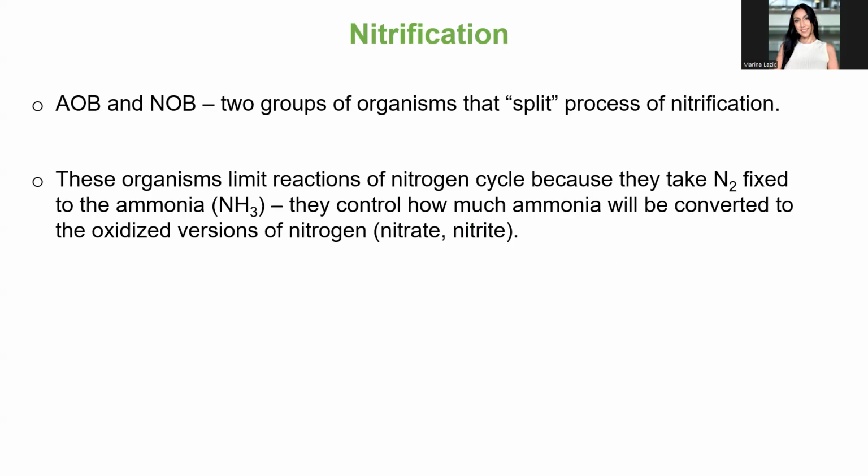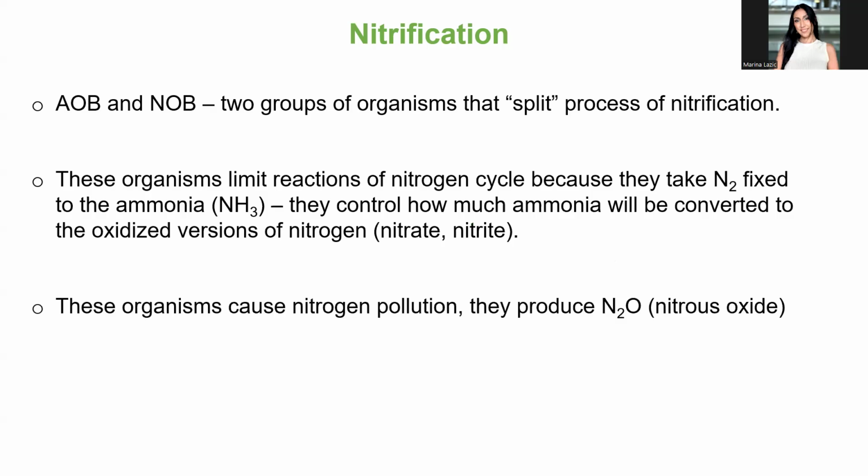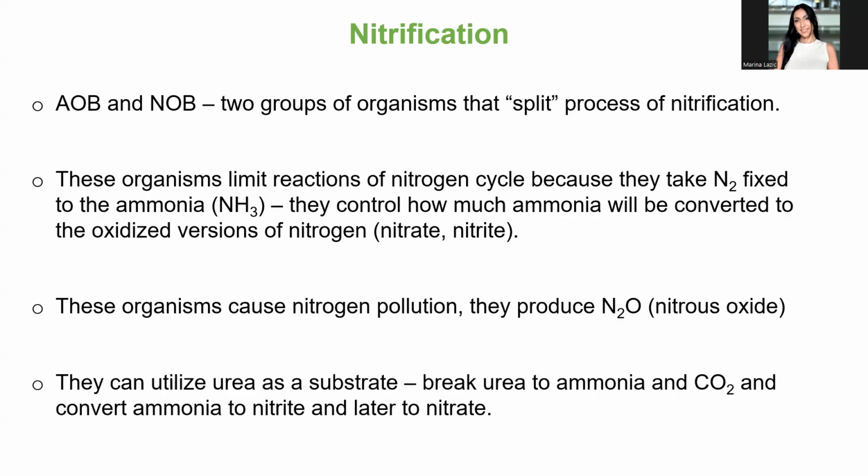They are very famous for causing nitrogen pollution, because when they are in a microaerophilic environment, AOBs actually produce nitrous oxide. One interesting fact is that they can also use urea as a substrate, and they break urea down to ammonia and carbon dioxide, and then they use that ammonia and convert it to nitrite. Again, they are very famous for that. Not all organisms have urease.